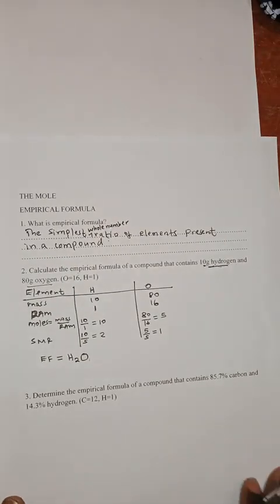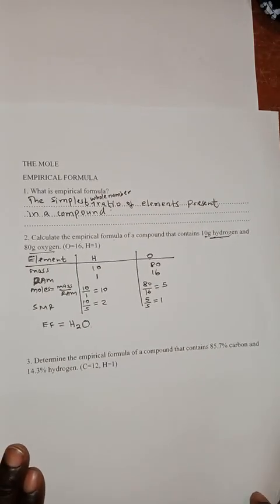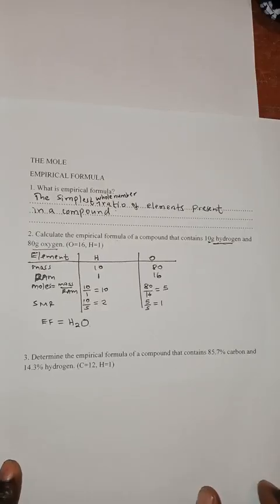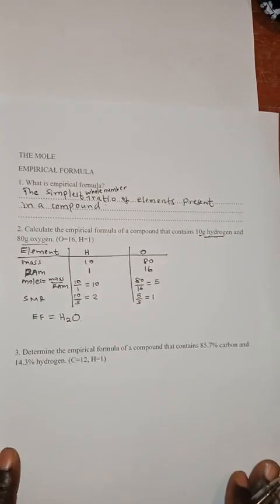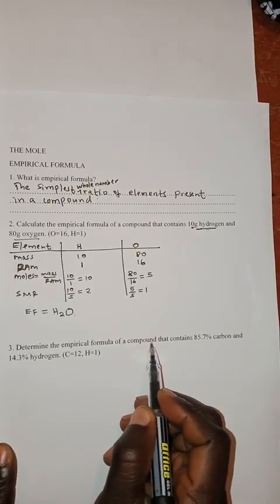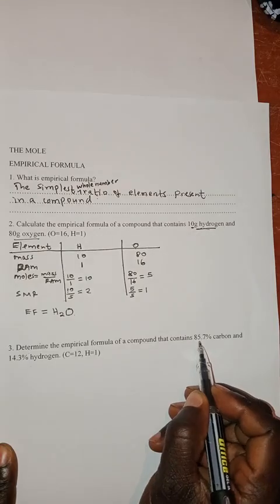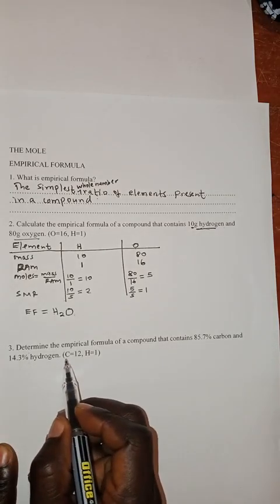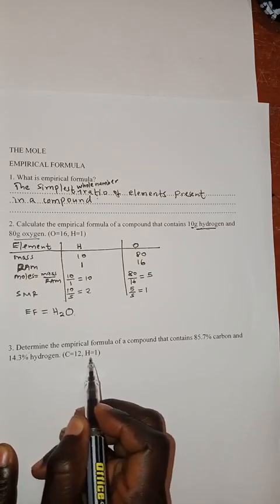Question 3 reads: determine the empirical formula of a compound that contains 85.7% carbon and 14.3% hydrogen. Carbon equals 12, hydrogen equals 1.